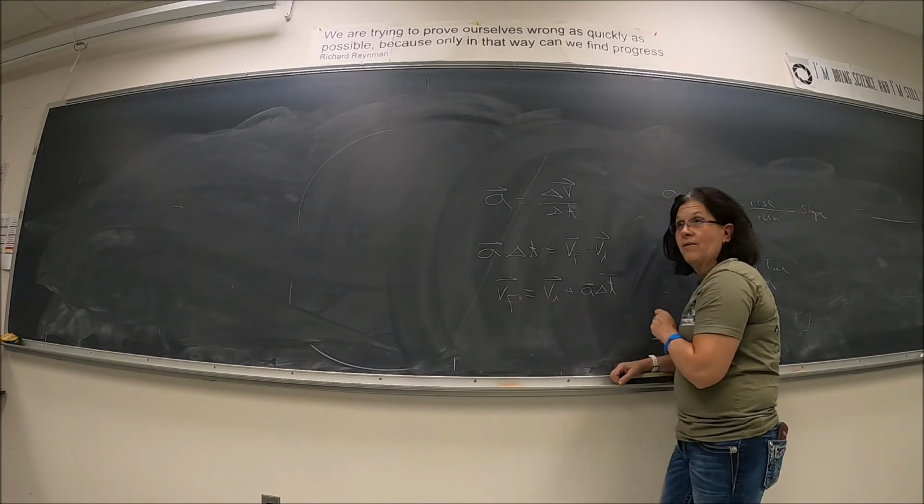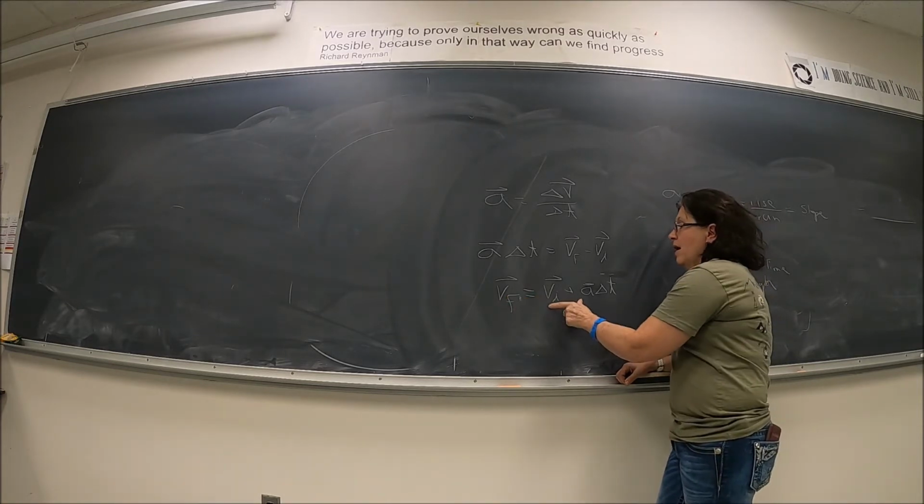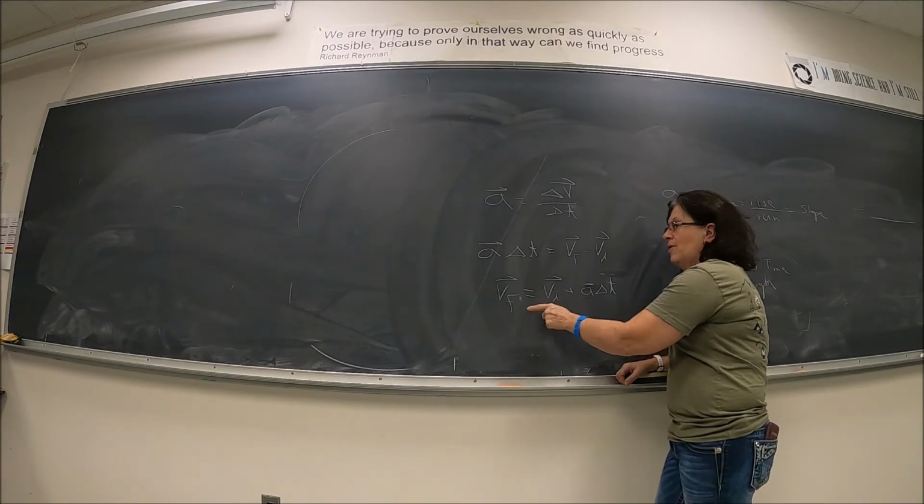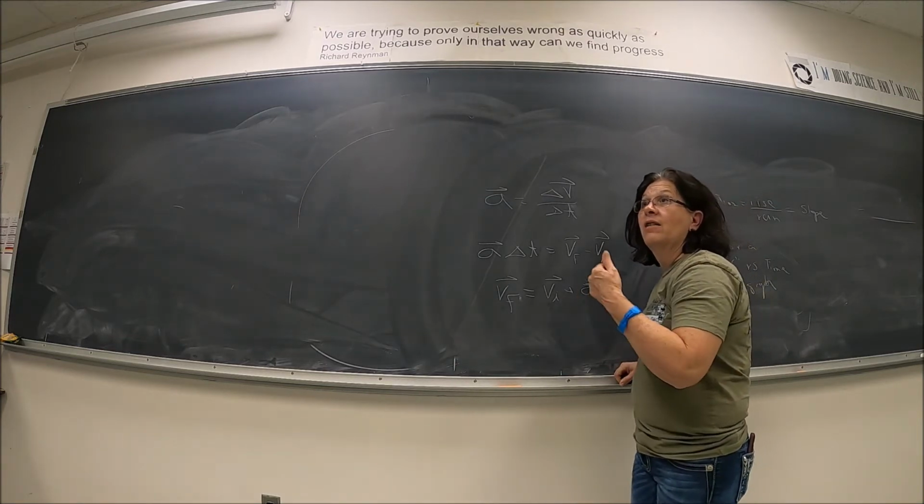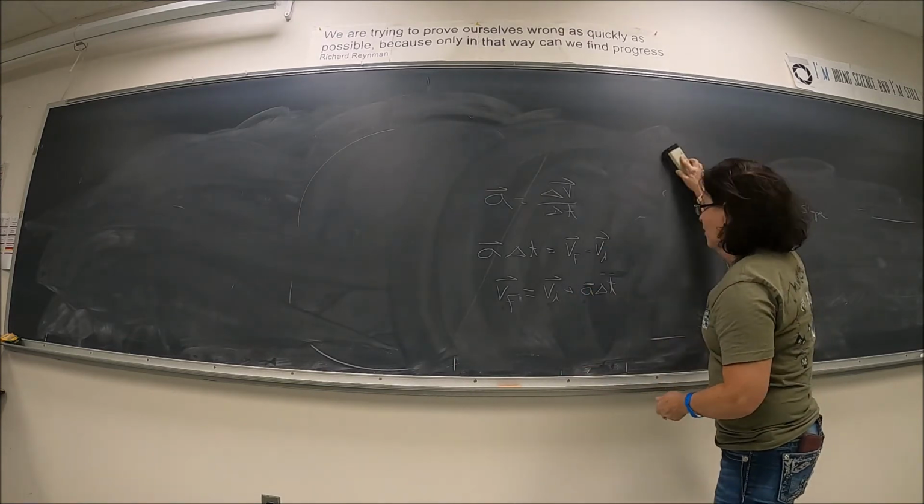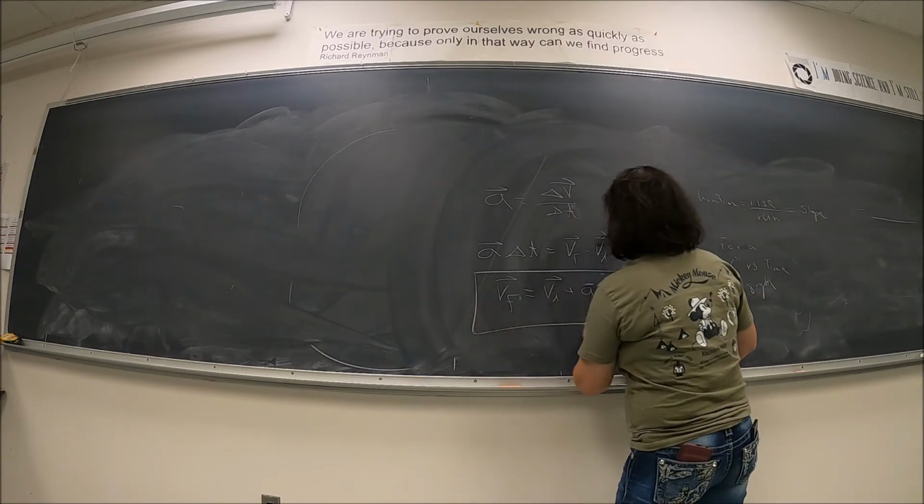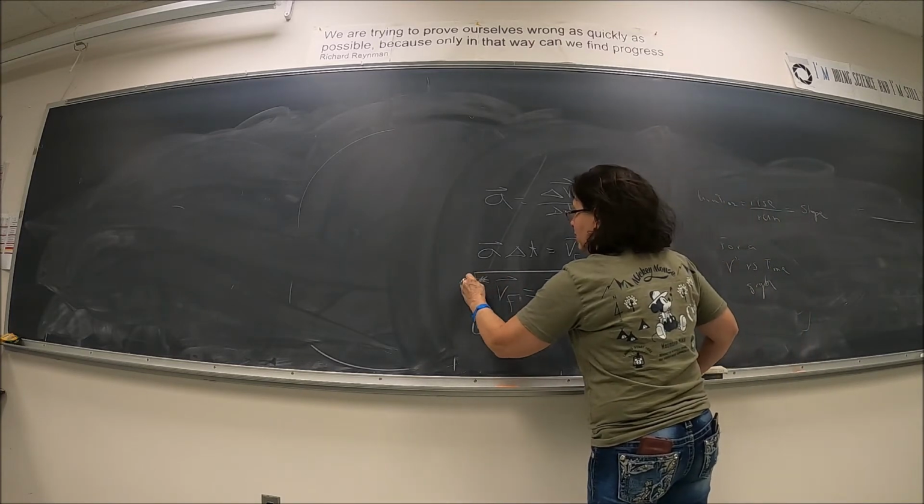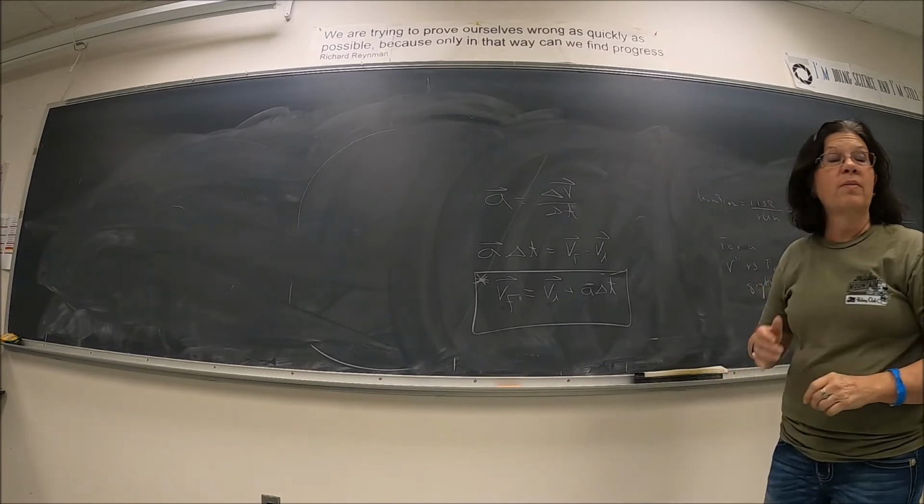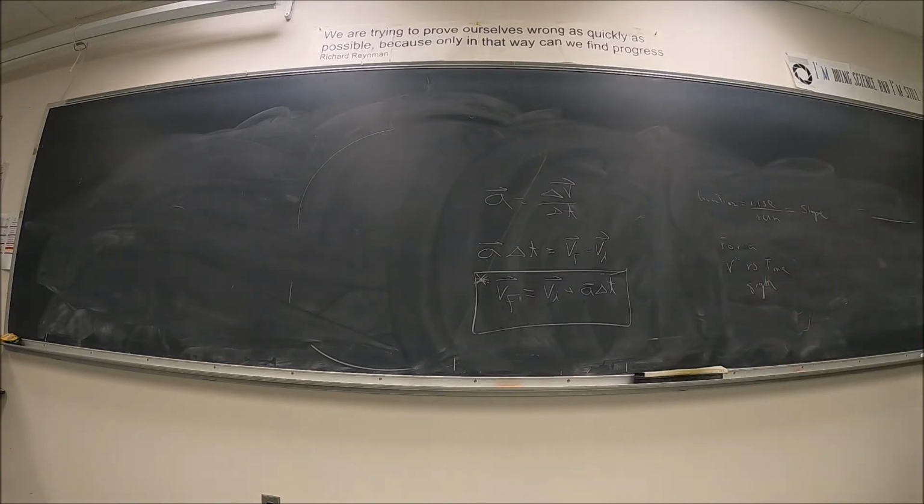So notice, if acceleration is positive and velocity initially was positive, then the magnitude of velocity final is going to be larger than velocity initial. If the signs of these two are opposite, the magnitude of velocity final is going to be less than velocity initial. Okay? Important equation. Now, it's not the only equation that we're looking for.